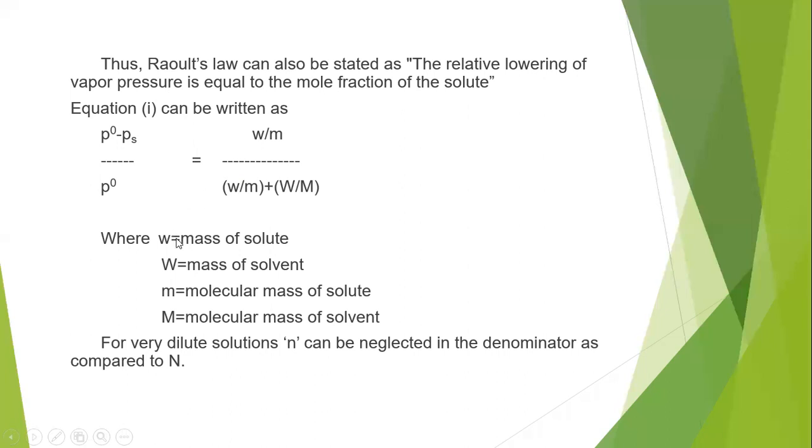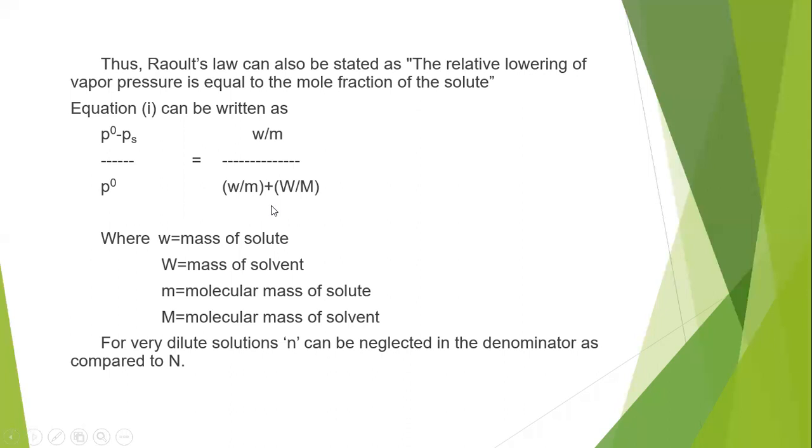Here small w equals the mass of the solute, and small m is the molecular mass of the solute. Weight by molecular mass gives the number of moles for either a solute or a solvent. So small w by small m gives the number of moles of the solute. In the same way, capital W by capital M gives the number of moles of the solvent, where capital W equals the mass of the solvent and capital M equals the molecular mass of the solvent, which gives capital N, the number of moles of the solvent.